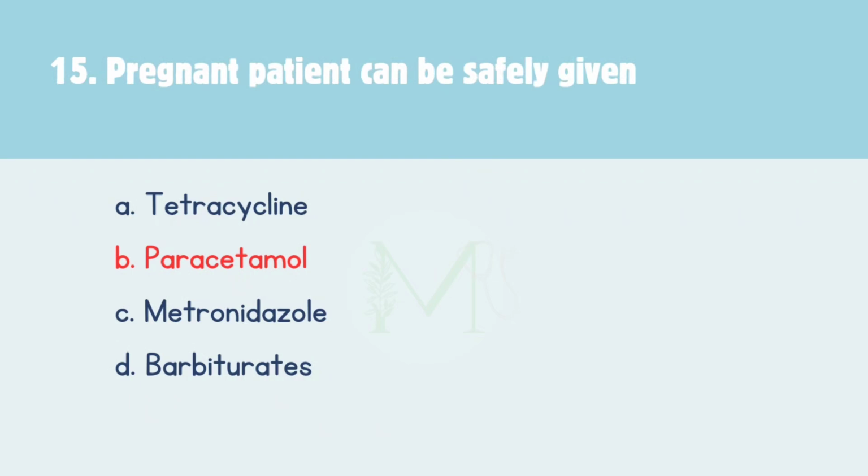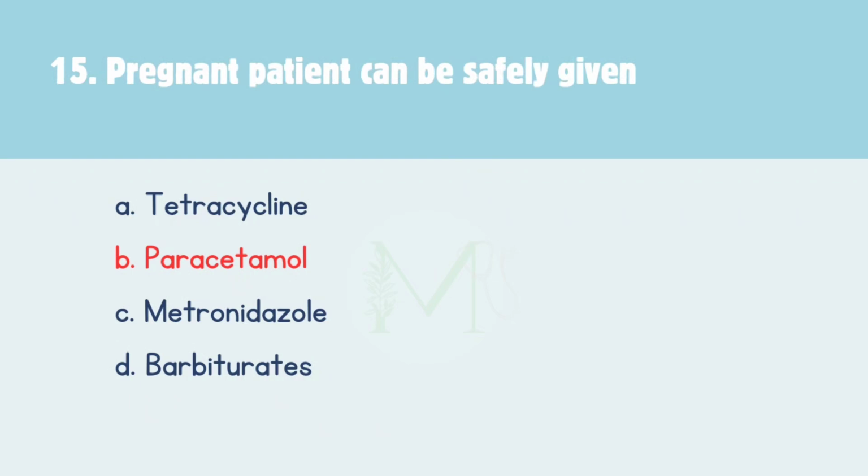So, what about tetracycline? It is contraindicated during pregnancy. Tetracycline is a teratogen. It causes discoloration of teeth and bone growth inhibition in the fetus. Metronidazole can be used in specific cases during pregnancy, especially in second and third trimesters. But its use during first trimester is generally avoided unless absolutely necessary. The last option is barbiturates. They can cross the placenta and may cause sedation, respiratory depression, and neonatal withdrawal syndrome. These are also not safe during pregnancy.